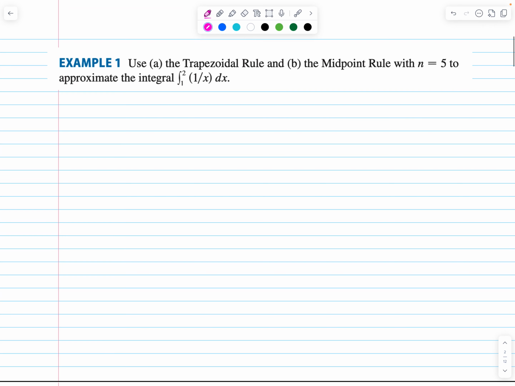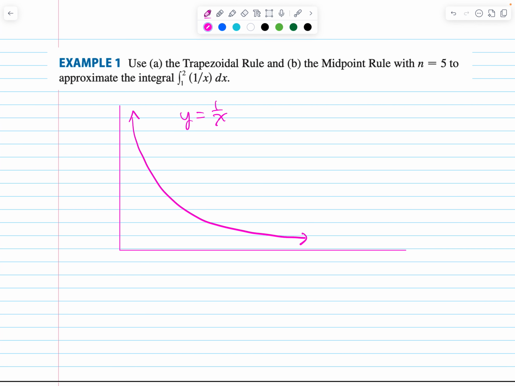All right, example 1: use the trapezoid rule and the midpoint rule with n equals 5 to approximate the integral from 1 to 2 of 1 over x dx. Don't necessarily need to do a graph, but it helps. I'm sure you all remember that the graph of y equals 1 over x in quadrant 1 is the positive half of a hyperbola that's been rotated 45 degrees. Believe it or not, we did do that last year.